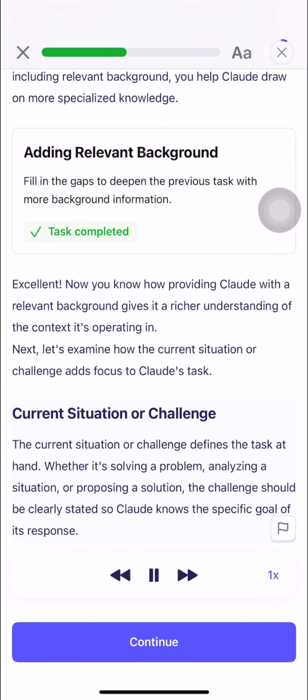Current situation or challenge. The current situation or challenge defines the task at hand. Whether it's solving a problem, analyzing a situation, or proposing a solution, the challenge should be clearly stated so Claude knows the specific goal of its response.